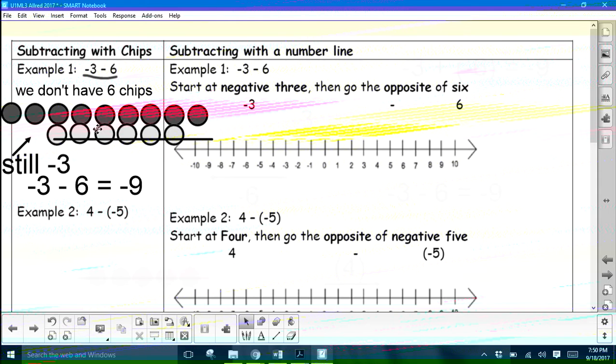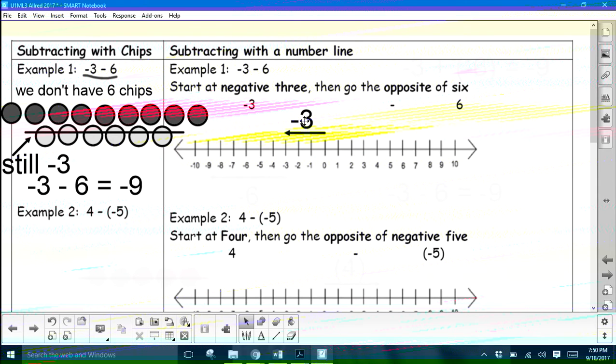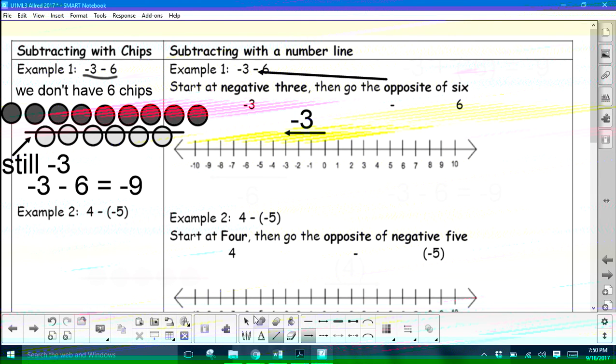Okay, on the number line, it's not that different. You're going to start at -3, so you're going to count left from 0 3 times and end up at -3. And then you're going to go the opposite of +6. Subtraction means opposite. That's what the subtraction sign means. I would draw a nice big arrow from opposite to that subtraction sign.